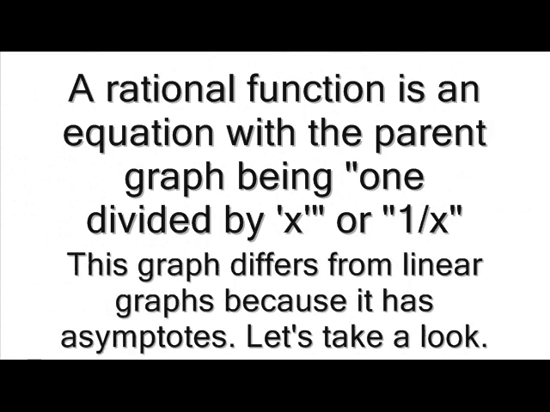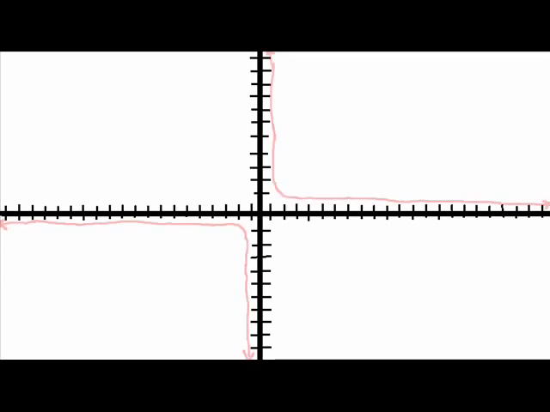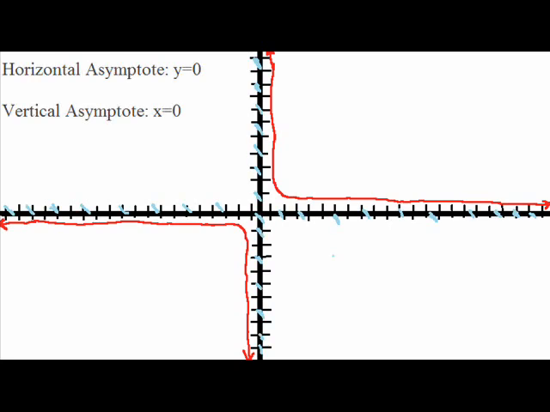A rational function is an equation that has the parent graph of 1 divided by x, also seen as 1 over x. Let's look at the graph. 1 over x has two asymptotes, each of them at the value of 0. The horizontal asymptote is at y equals 0 because y can never have the value of 0. The vertical asymptote is at x equals 0 because there is no dividing by 0.